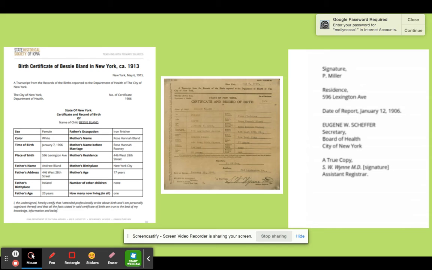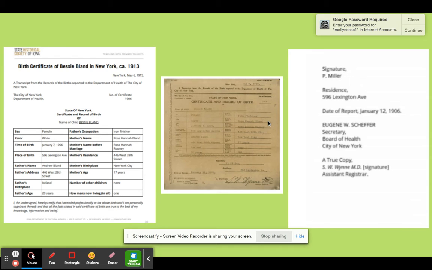This is another image of her birth certificate. So it shows that she's a female. She is white. She's Caucasian. This is the day she was born, where she was born, her father's name, her father's address, where her father was born, how old her father is, what her father does for a living. It says he's an iron finisher.